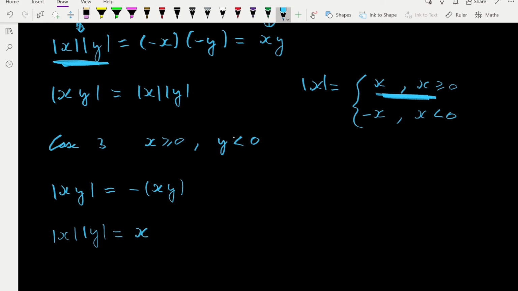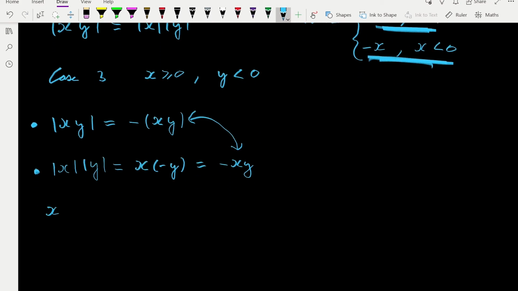Now, since we know that y is less than 0, okay, so that's what we assumed for case 2, we know that the definition tells us to just take the absolute value of y to be negative y. So we're just multiplying x by negative y, which we could just write as negative xy. Okay, but notice that's what we got before. So if this and this just come down to negative xy, they must be the same thing.